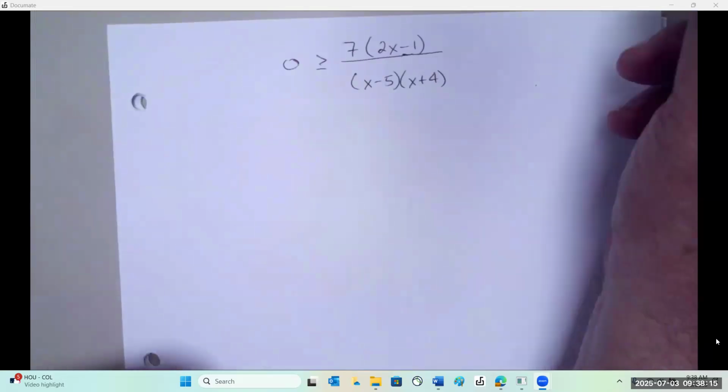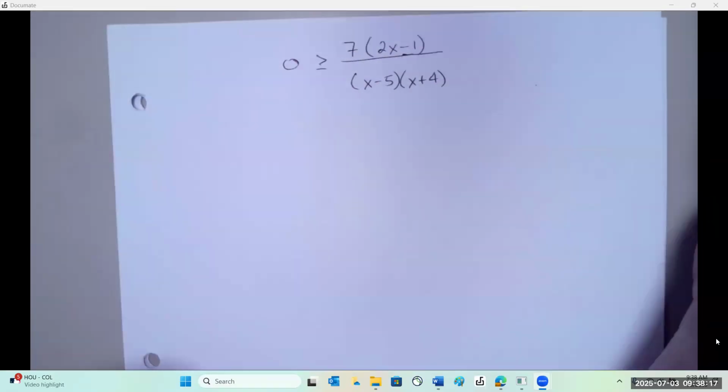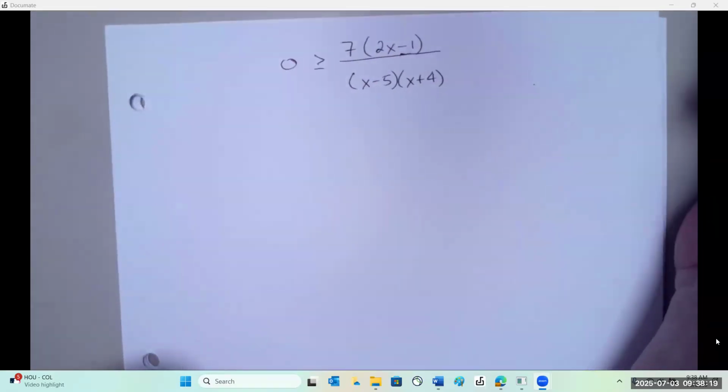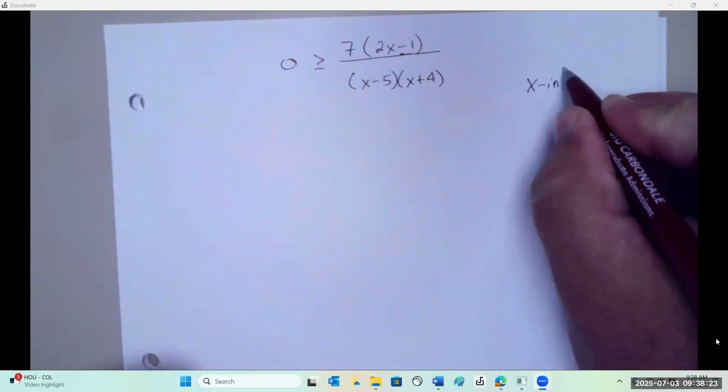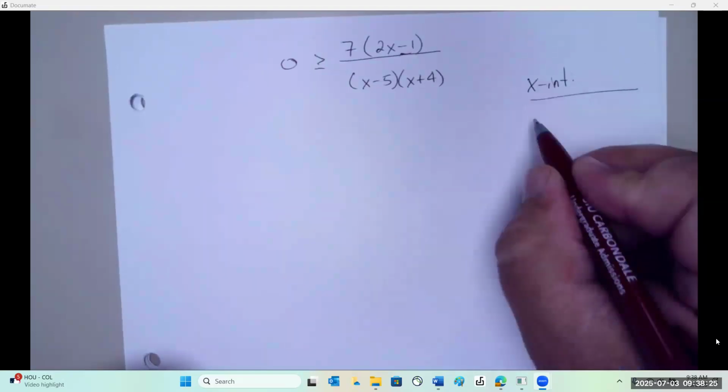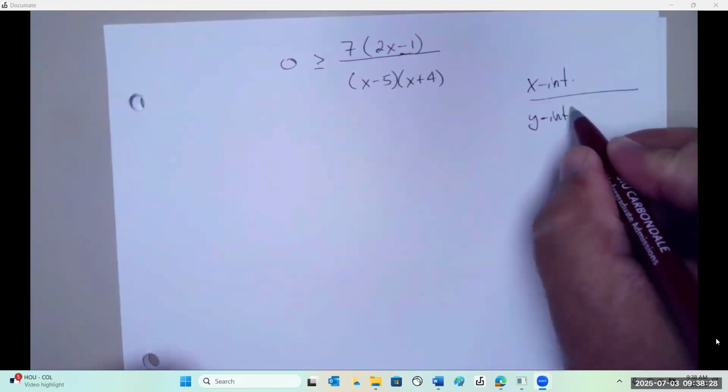Now what do I do? I factor as far as I can. It has equals 0 on one side. Now I find my information.